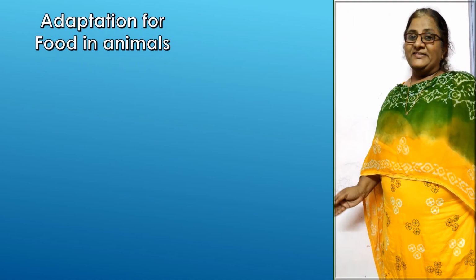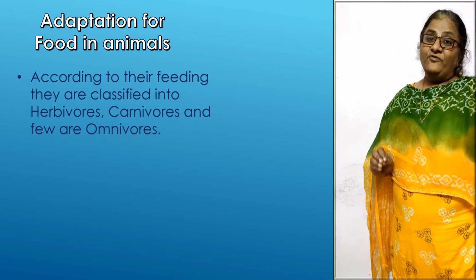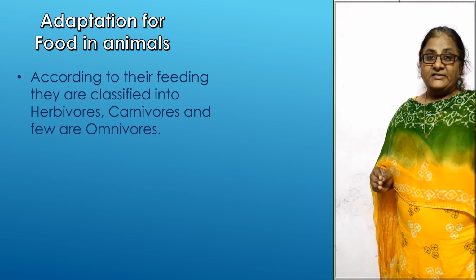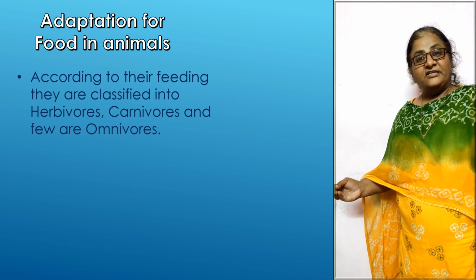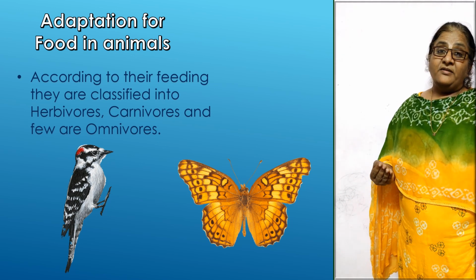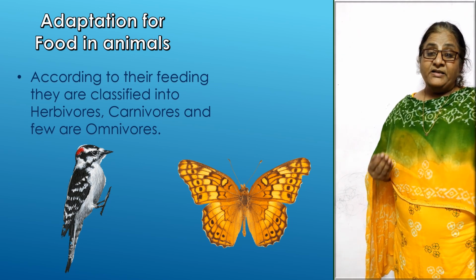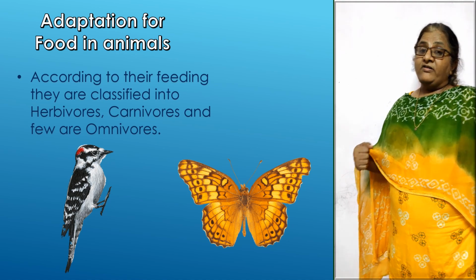Adaptations on the basis of food intake. Animals are classified into two categories, herbivorous animals and carnivorous animals. Herbivorous means they depend directly on plants like grass. Their food is plants. The animals whose nutrition is only plants are called herbivorous. While carnivorous animals depend totally on animals. They take animals as their food. Such animals are called carnivorous. So they have different adaptations.